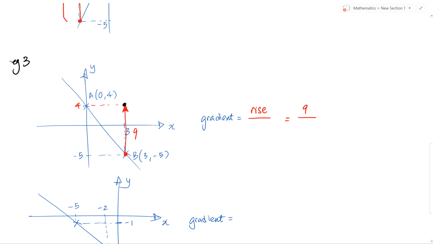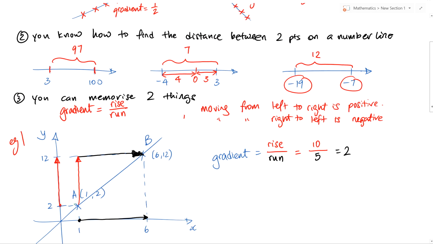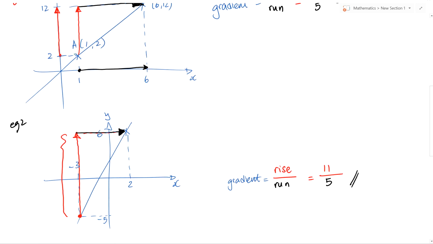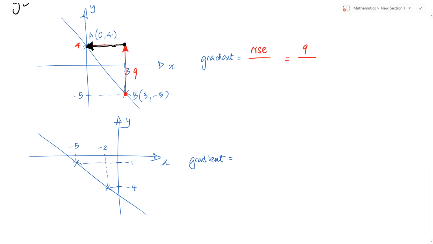From here, we are running to the left. Okay, so recall, when we run from right to left, it is going to be negative. So let's take a look at the distance from 3 to 0. This horizontal distance is 3 units. But remember, since we are running backwards, it is going to be -3. We are running to the left, so it's negative. And this gives us a gradient of -3.